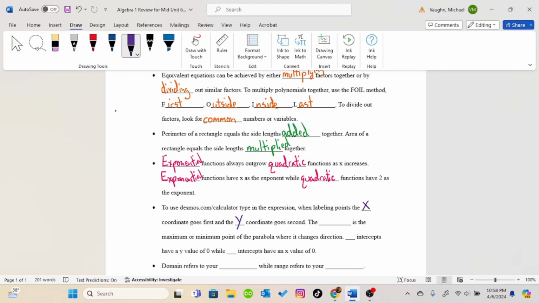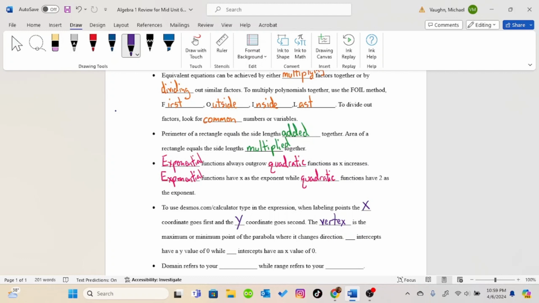You also need to understand that the vertex is the maximum or minimum point of the parabola where it changes direction. They are going to ask you to graph the equation after you use the graphing technology, and they're going to ask you to plot the points of the vertex and the intercepts. So you need to know how to plot points, you need to know how to label points, and you need to understand the difference between the vertex and the intercepts.